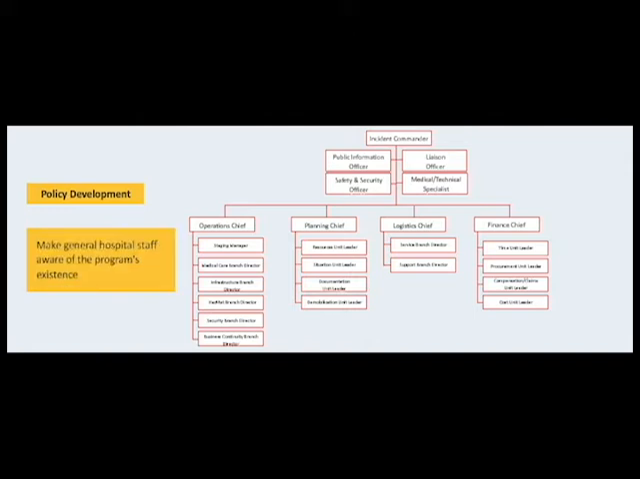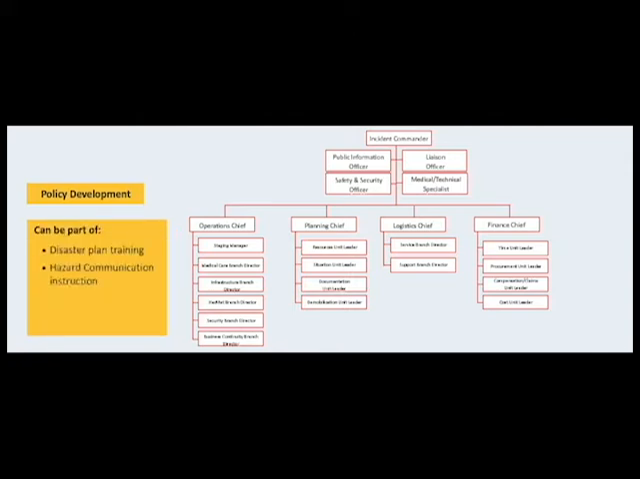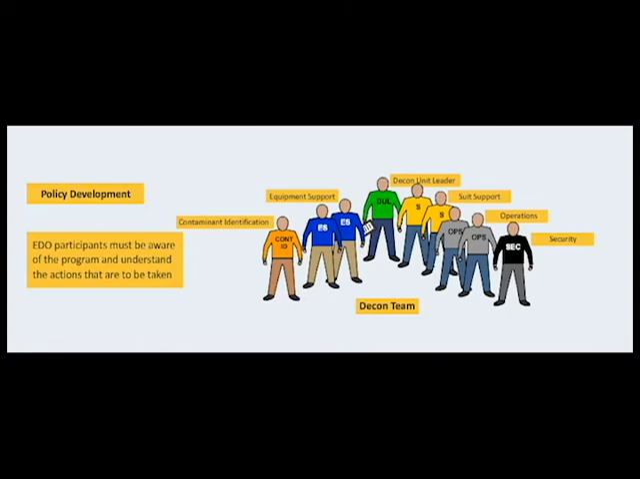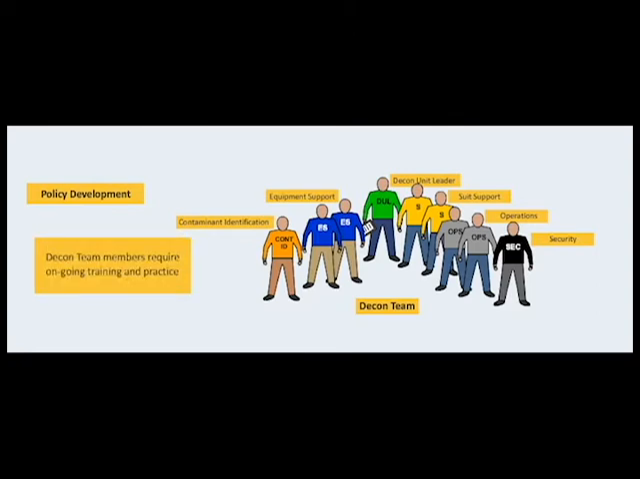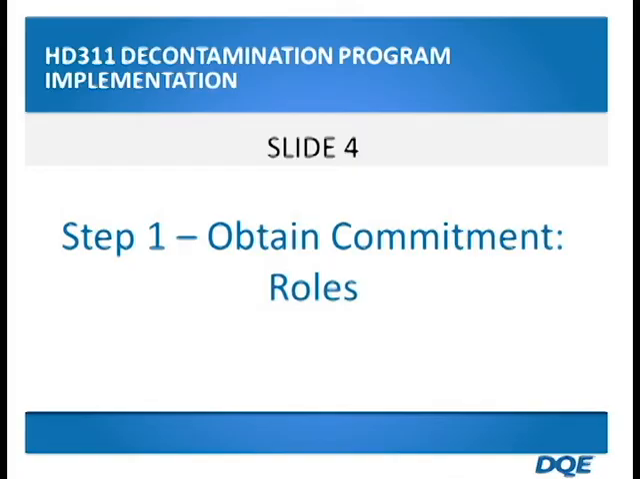To include the general hospital staff, they must be made aware that this program and plan exist. Training in the various facets of the program must take place. This can be part of emergency management training, hazard communication instruction, employee orientation, or other specialized instruction. At a minimum, those people who are most likely to have any involvement in the emergency decontamination operation must be aware of the program and understand what actions are to be taken. Members of the decontamination team require ongoing training and practice.